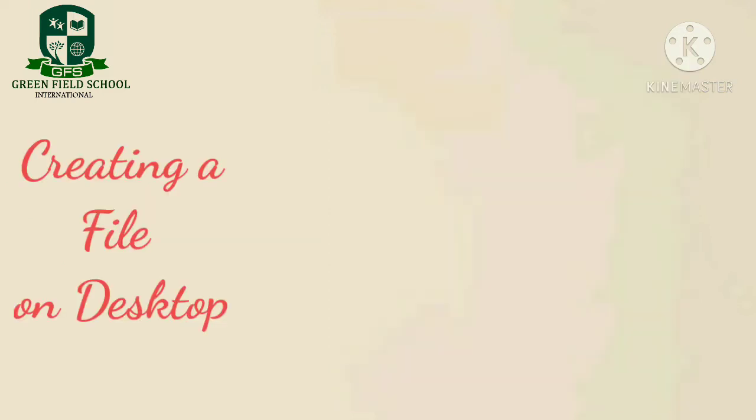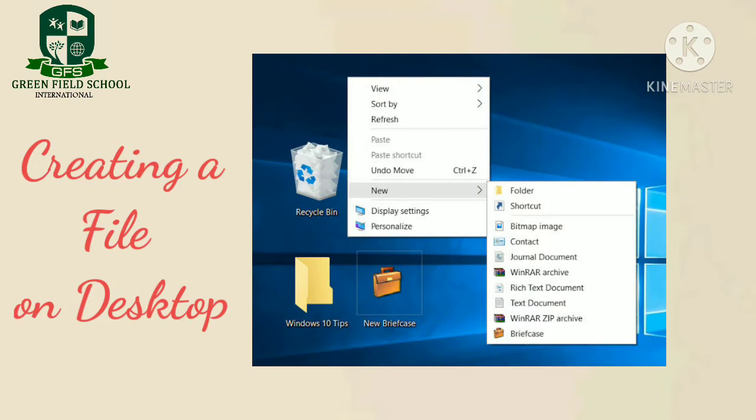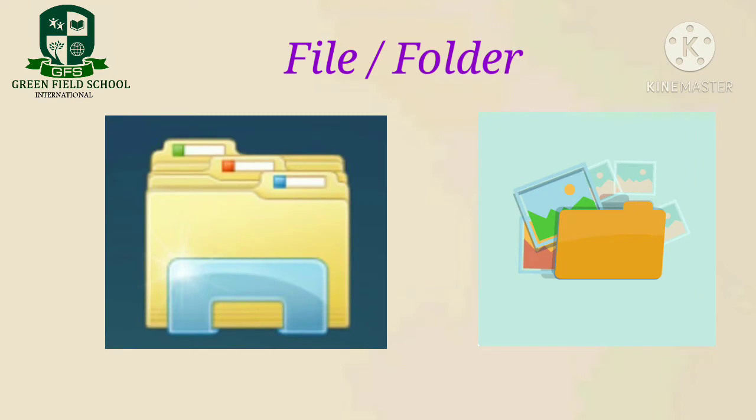In the same way, you can create a file also on your desktop. Right click on the blank area of the desktop and then from the pop-up menu choose the new option, and in the sub options you can see different types of file names like Word document, PowerPoint or Excel spreadsheet, etc. Now you can choose the file type which you want to create, either a Word document or spreadsheet or PowerPoint presentation. Then after choosing the file type, automatically that related file will be created on your desktop. In this way you can create a file or folder on your desktop.